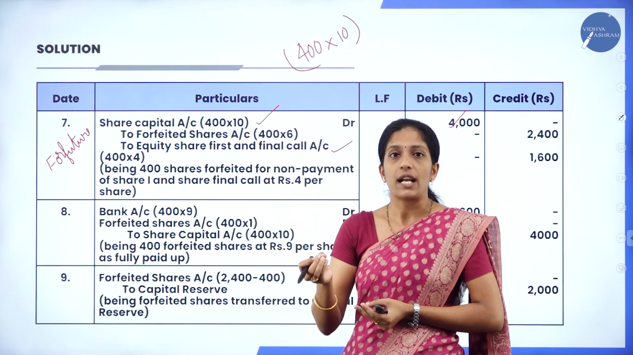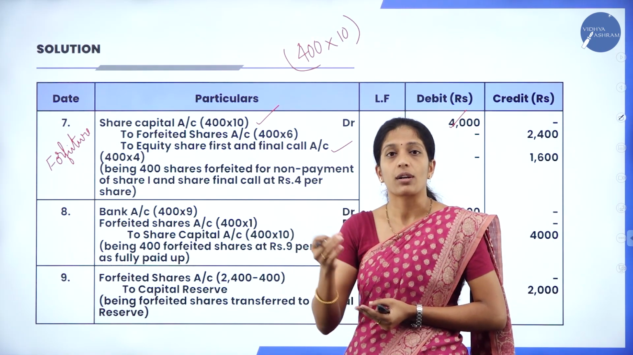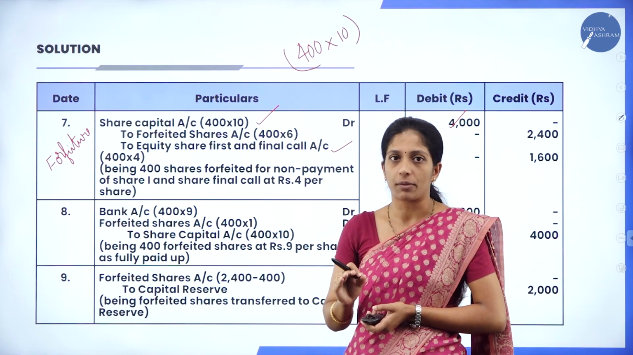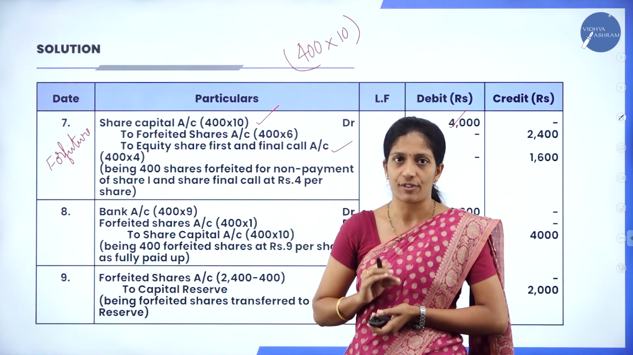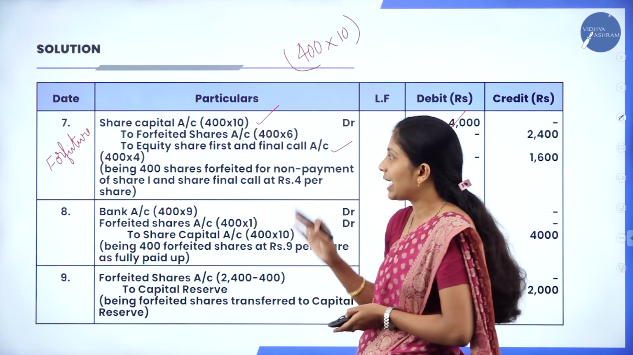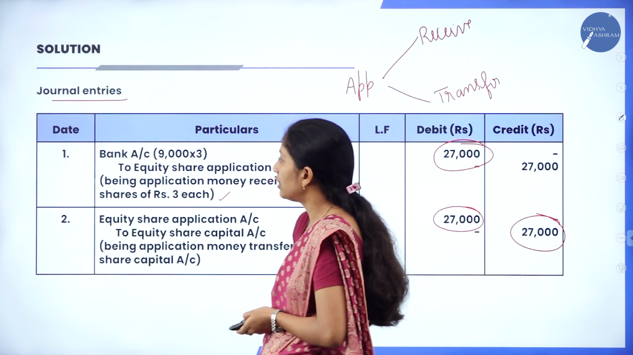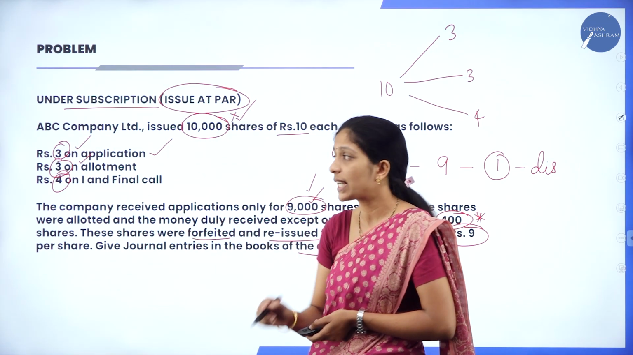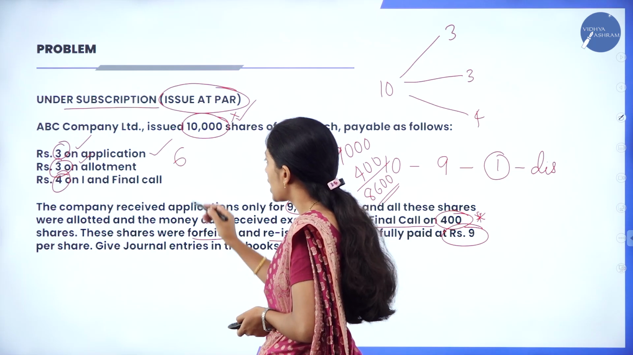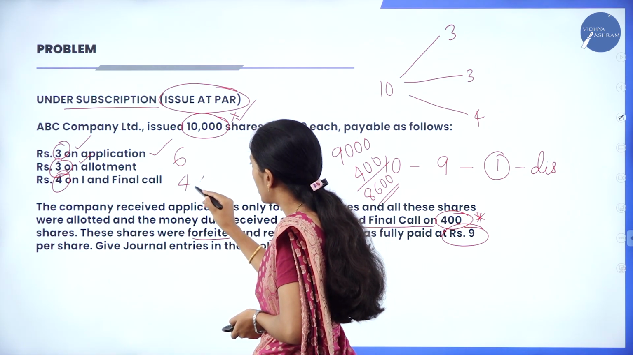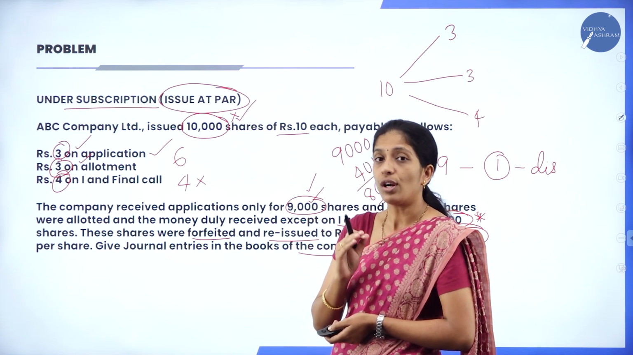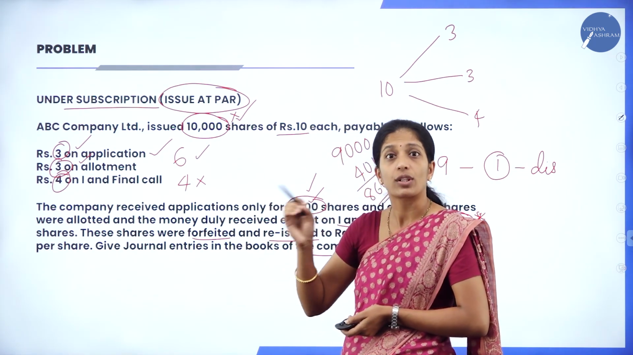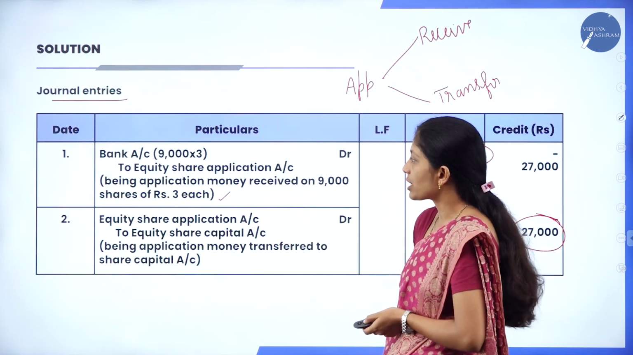Now, to forfeited shares account, what do you transfer? Out of 10 rupees, how much has the company received? They have received on application and allotment, but they failed to pay on first and final call. What are the application money and allotment money? Go through the question. Application money is 3 rupees, allotment money is 3 rupees. So in total 6 rupees they have received and 4 rupees on first and final call they have not received. So that we have to record.